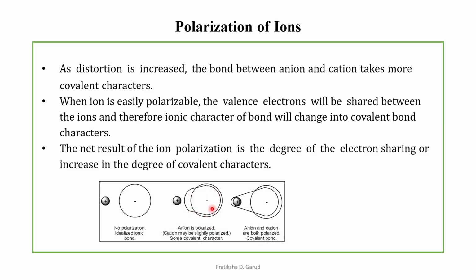This anion becomes elongated. Why? There will be the electrostatic force of attraction between cation and anion, and then this ionic bond will be converted into the covalent bond when there is a polarization. Polarization occurs between the cation and the anion, so the ionic bond is converted into the covalent bond. That is called the polarization of ions.